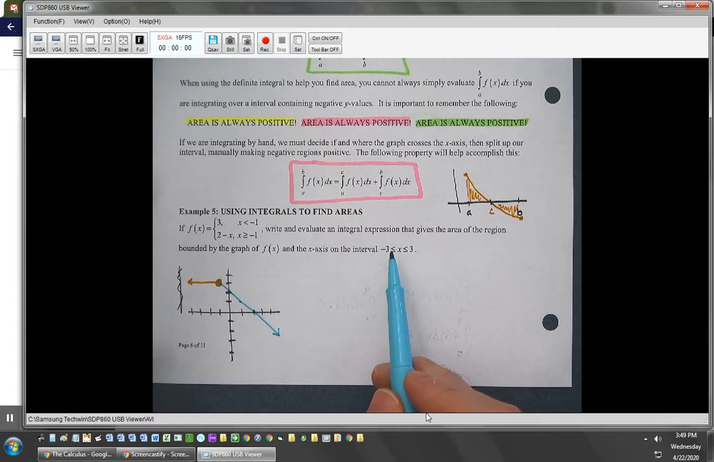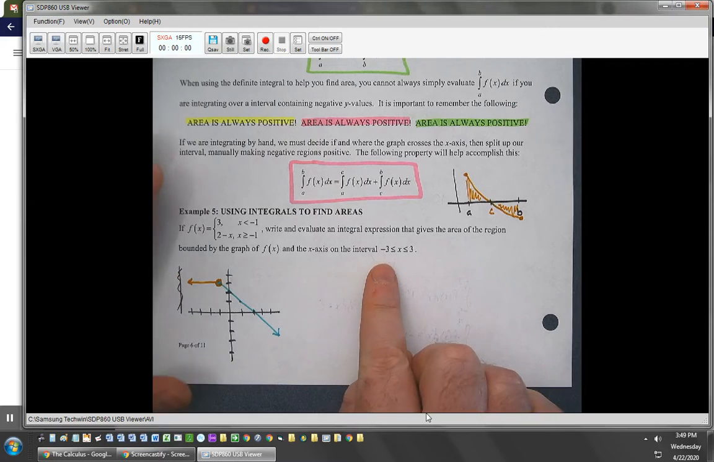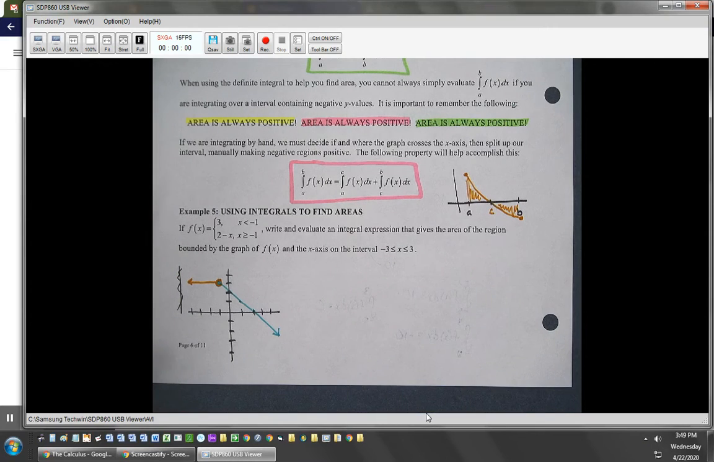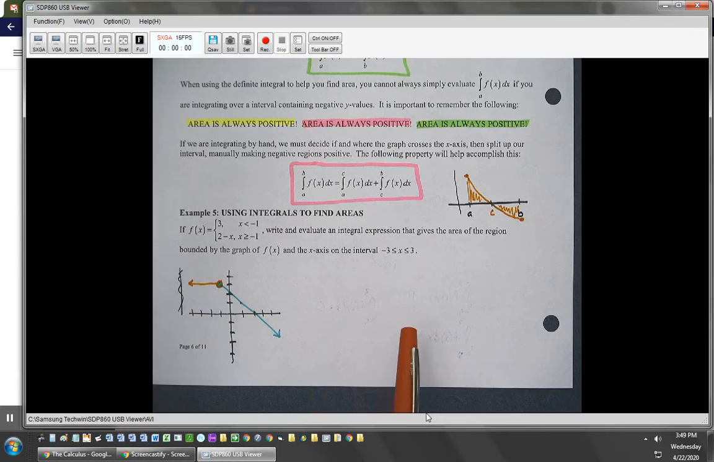We want to write the integral expression that gives the area of the region bounded by the graph. So that's going to be some above and some below the x-axis. So I'm going to encourage you to pause here and try to write this up. Try to write an integral. Try to write something that looks like this for this story. All right, let's see how you did.